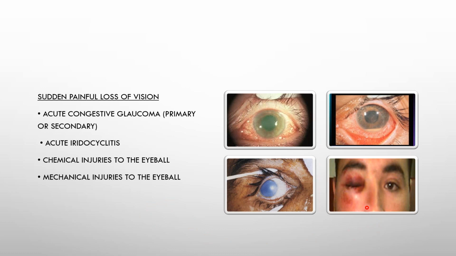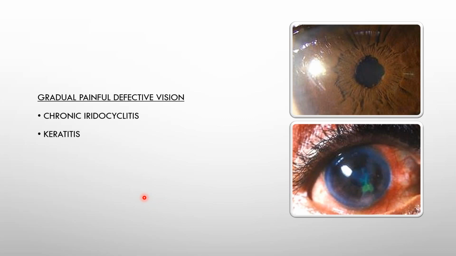So then the next one is mechanical injuries to the eyeball. They'll obviously tell you that they got hit by something and then they've suddenly developed diminished vision, which is very, very painful. Other than that, there can be gradual painful diminution of vision. So now you know that the diseases that we're going to deal with in this section will be chronic diseases, right? So again, it can be chronic iridocyclitis, keratitis, or things like that.